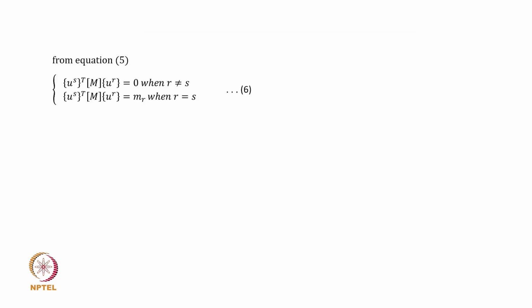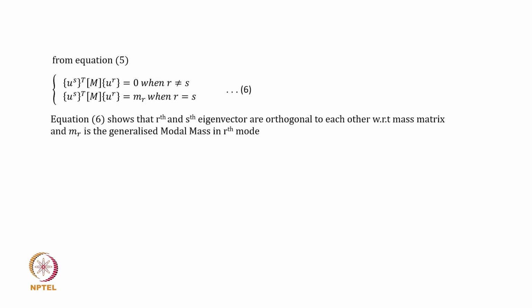So, these are the orthogonality conditions that we finally arrive at, that the mass matrix pre-multiplied and post-multiplied by two different eigenvectors, the product is equal to 0, and when they are multiplied by the same eigenvector, pre-multiplication and post-multiplication will give a non-zero value, and that non-zero number is called the generalized mass. That is what we have discussed, which actually is a statement of the orthogonality of eigenvector with respect to the mass matrix, and Mr is called the generalized modal mass in the rth mode.